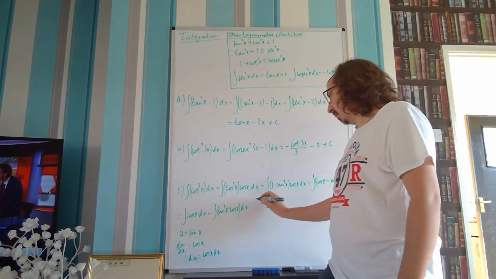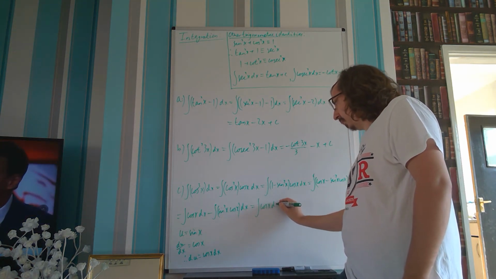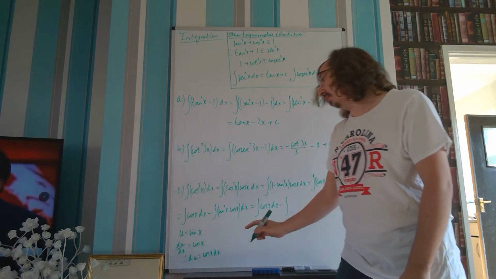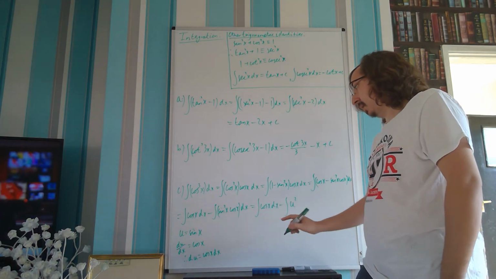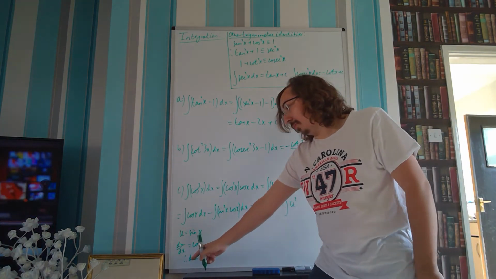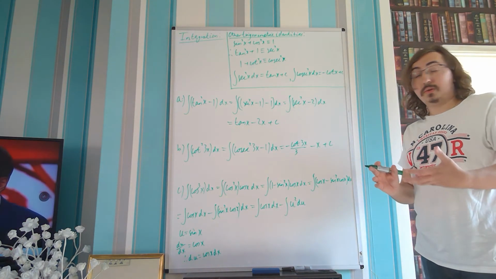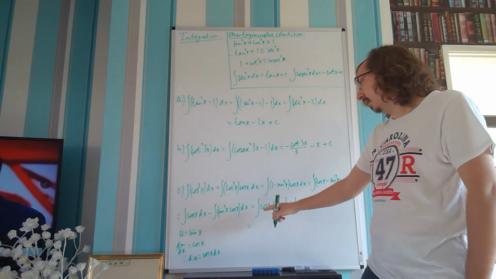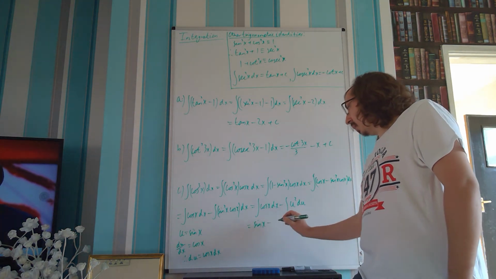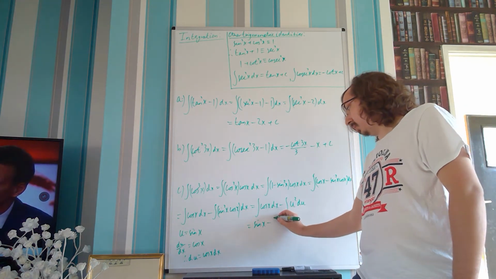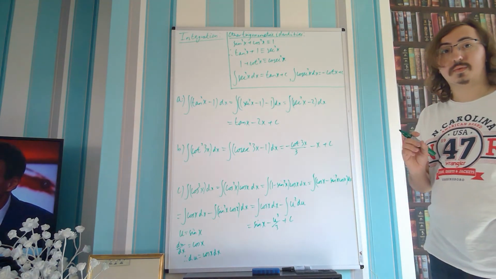So let's substitute them. We've got the integral of cos x dx minus the integral of, well, the sine squared x I can replace with a u squared, and the cos x dx I can replace with du. And then we can use our usual integration rules. The integral of cos is sine x, minus the integral of u squared with respect to u, which is u cubed over 3, plus our constant of integration.